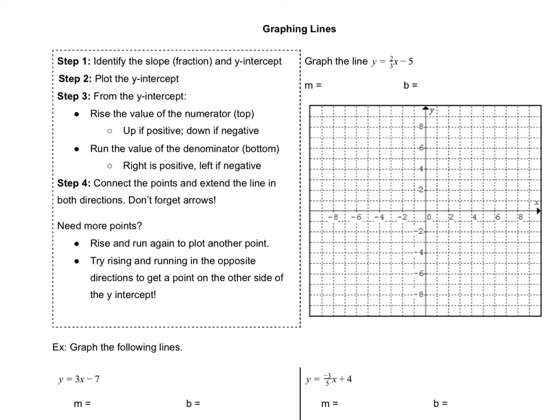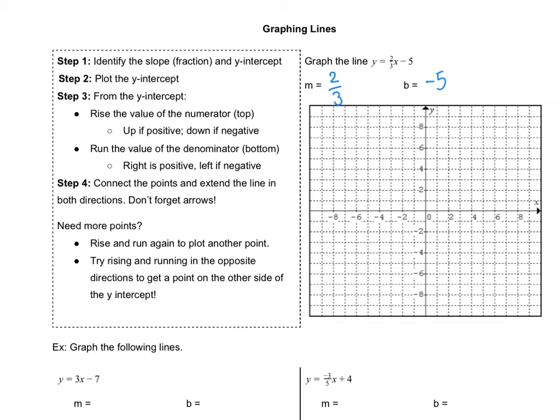So step 1 is to identify the slope and y-intercept. So y equals 2 over 3x minus 5. The number in front of the x is always the slope. So in this case, 2 over 3. And the y-intercept is always the constant, which in this case is negative 5.